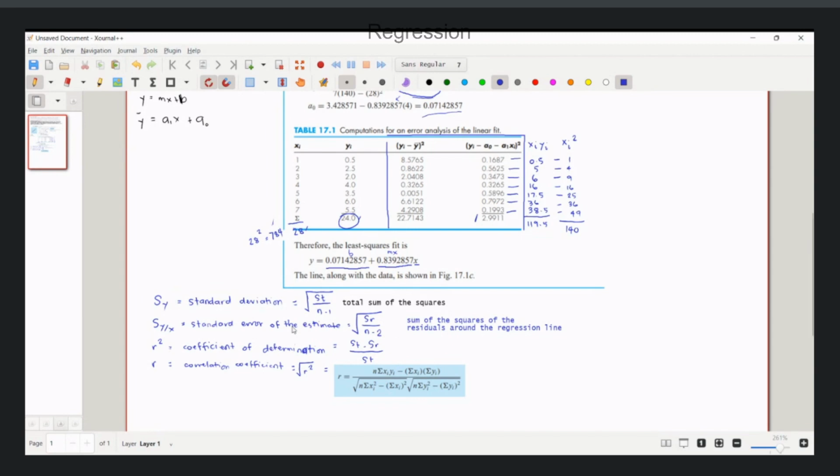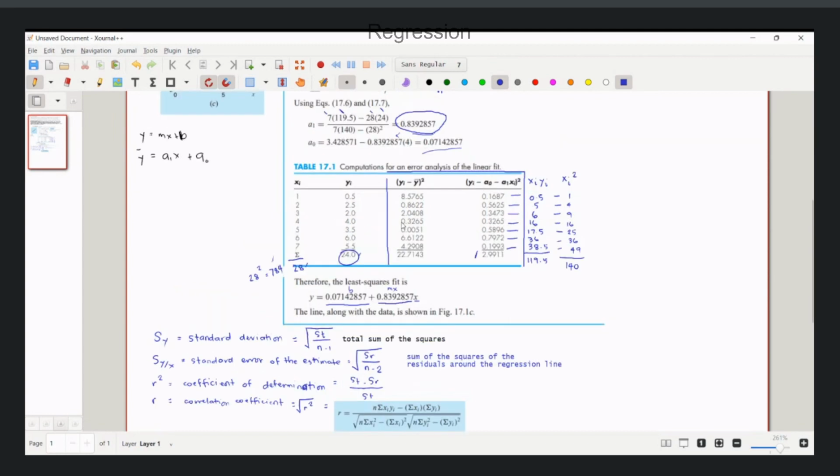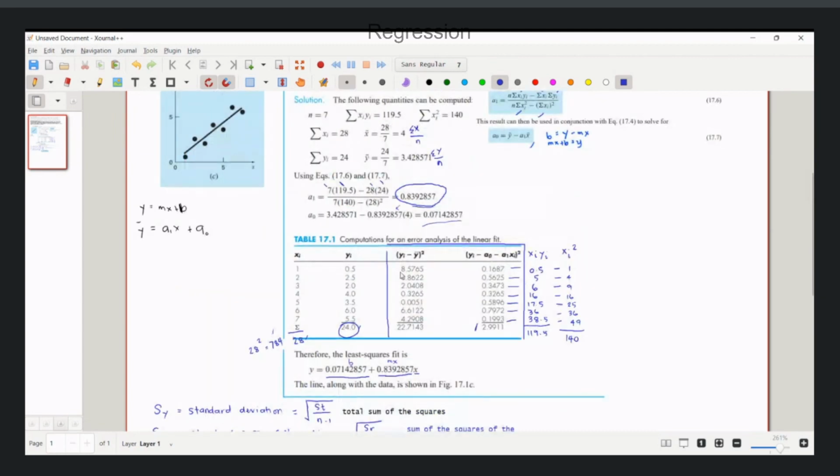Now to find our SY, we need our ST. And our ST is already given. Now we have our YI. The formula given here is YI minus Y bar, squared. Let's try to substitute. YI is 0.5, and Y bar is 3.428571. So that's 8.5765. All right.